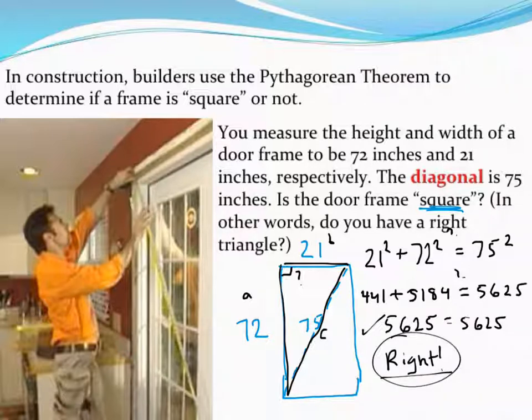We do have right triangles. And this is what construction workers actually do when they're building things to make sure they do have right angles.